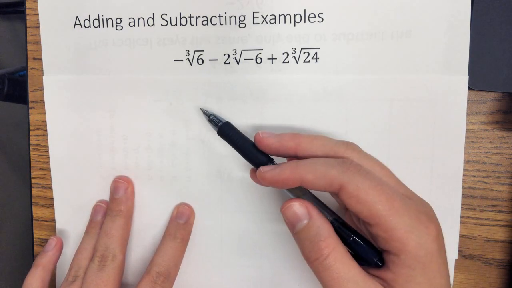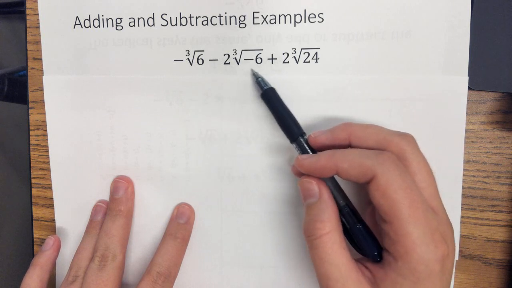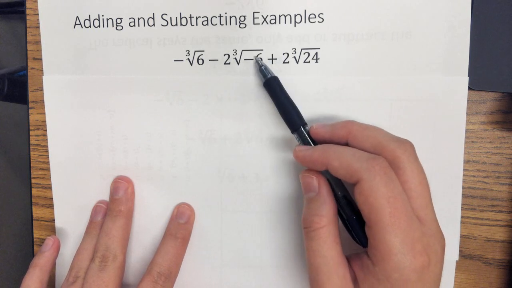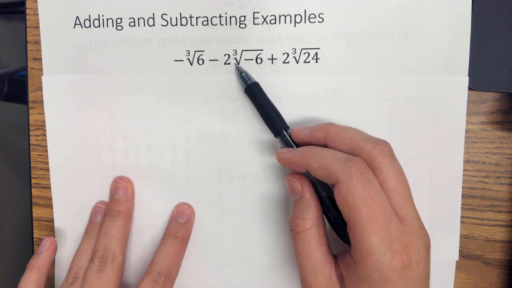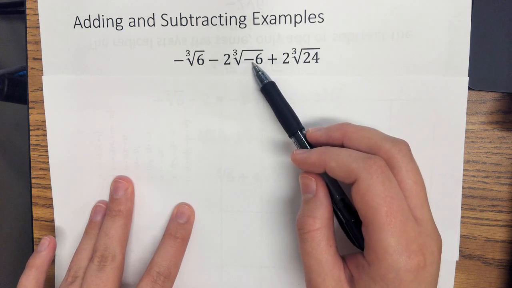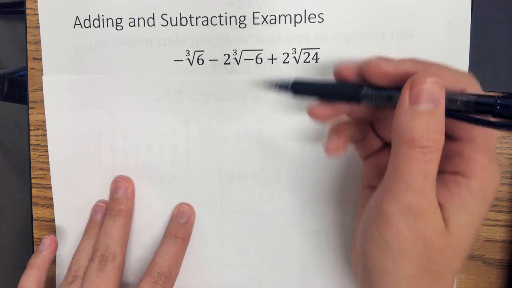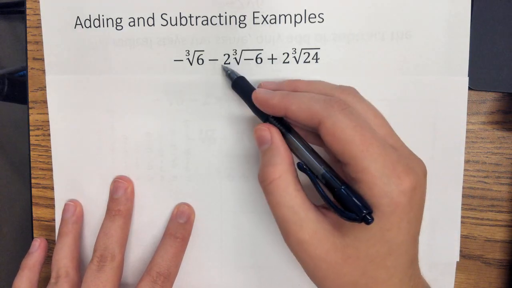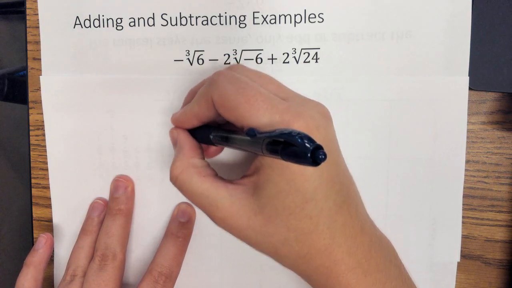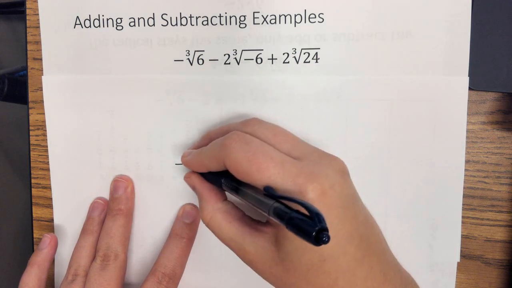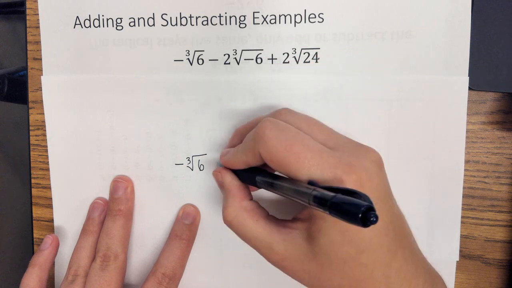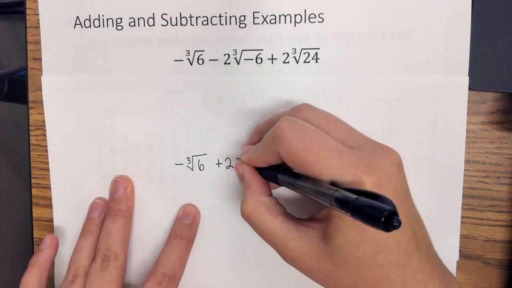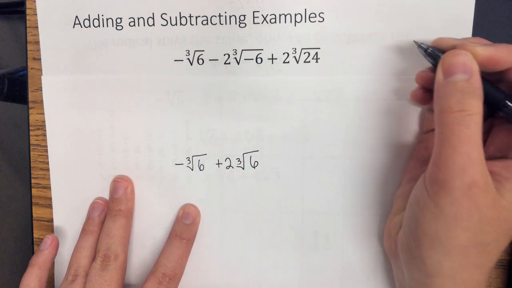So negative cube root of 6 is just going to have to stay the same. Here, it's almost right, but this negative is messing us up. If you remember from yesterday, the cube root of a negative 1 is negative 1. So when I simplify this, I can just pull out this negative. Let's make this, right down here, negative cube root of 6. Now if I pull out a negative, negative 2 times a negative 1 is going to be a plus 2 cube root of positive 6.